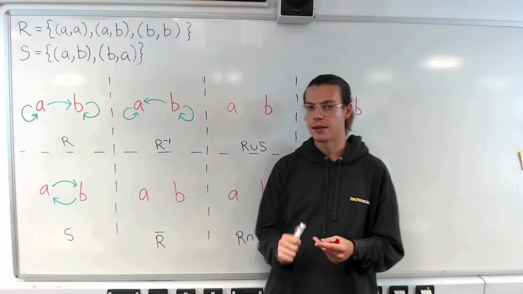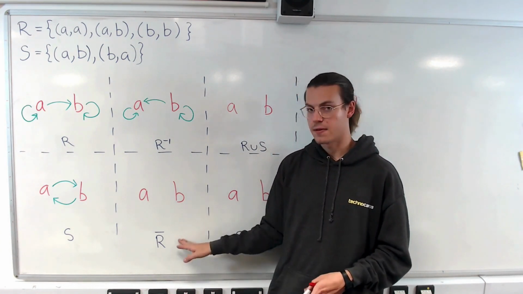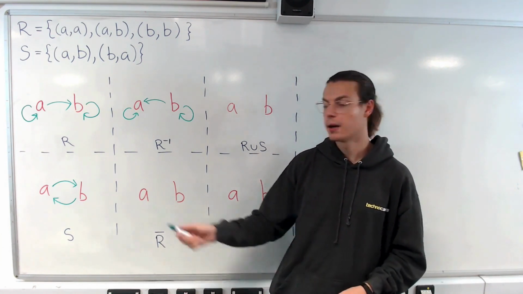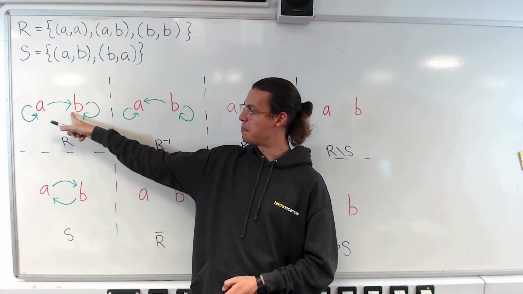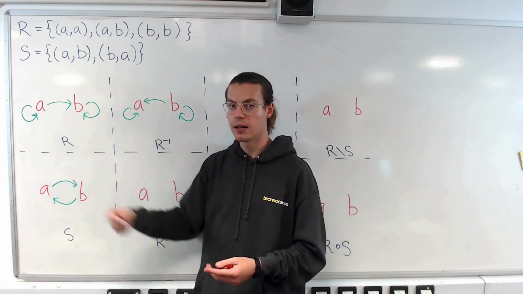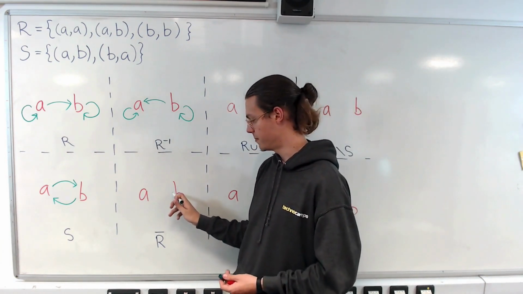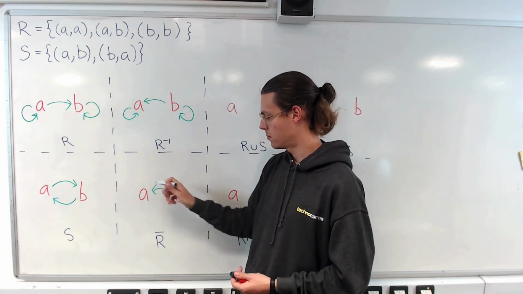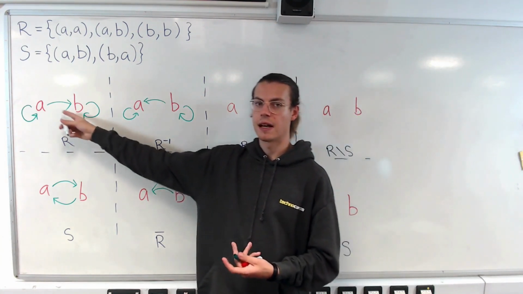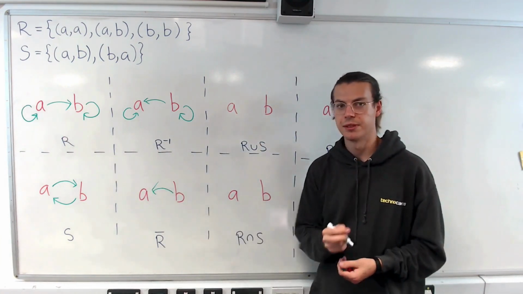Next, let's look at the complement of R. This will have all pairs of elements that are not related by R. So B is not related to A by R, so it's related to A by the complement. And that's it. All other pairs of elements are related by R. So this is the complement.